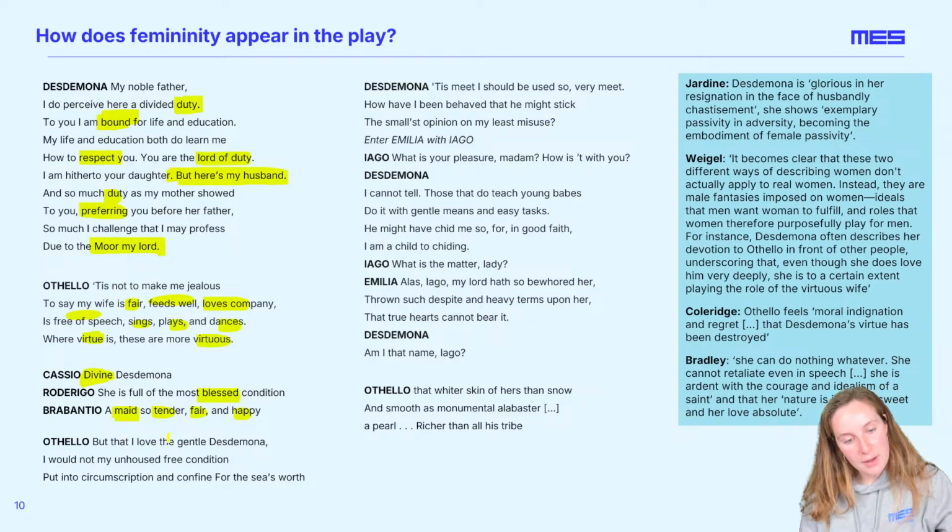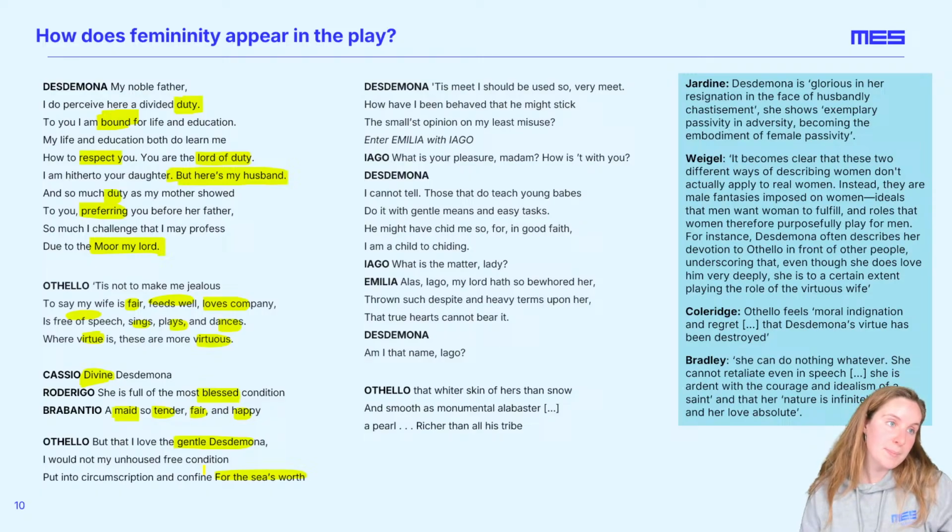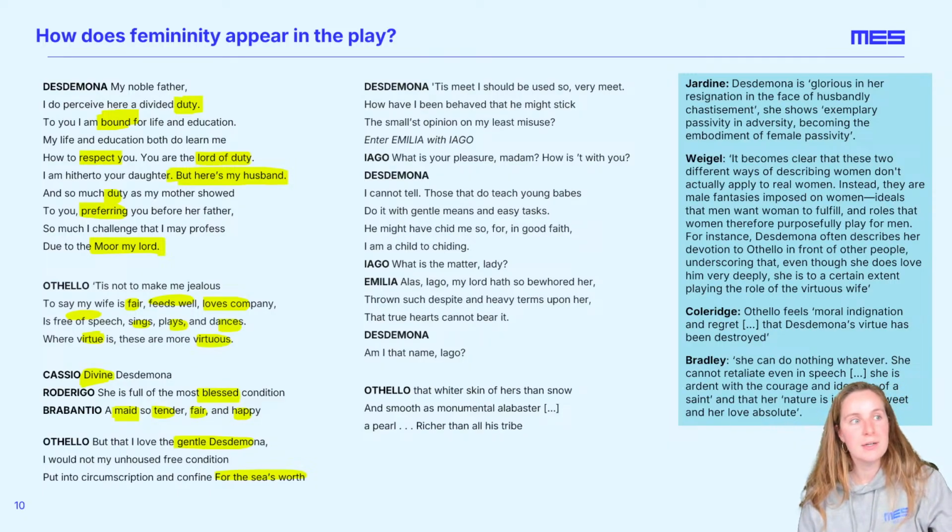Othello says, "But that I love the gentle Desdemona, I would not my unhoused free condition put into circumscription and confine for the sea's worth." So he wouldn't give up his freedom for the entire sea's worth of money. So again, thinking of her as this kind of exchange here, but that he loves her as well. This idea of her being gentle, for example, matches Jacobean expectations.